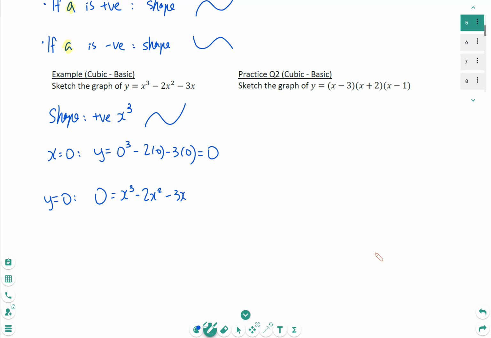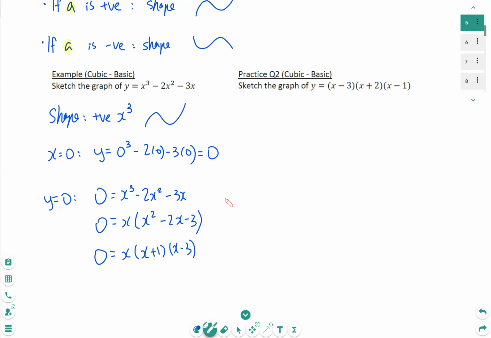Now, in this question, a cubic question, you can see we can factorize x quite easily. So we can factorize x, so x squared minus 2x minus 3. Then we're left with a quadratic. Then we can factorize a quadratic. Don't forget the x in the front. That will give you x, x plus 1, x minus 3.